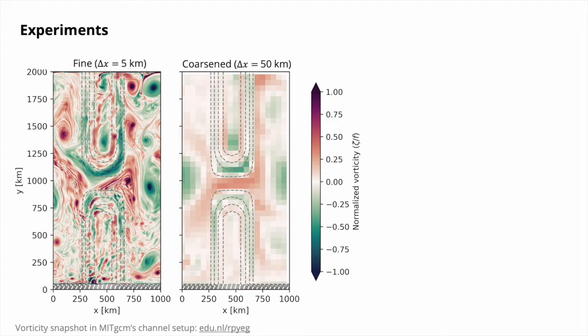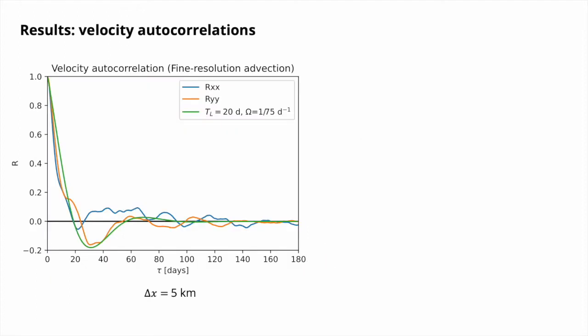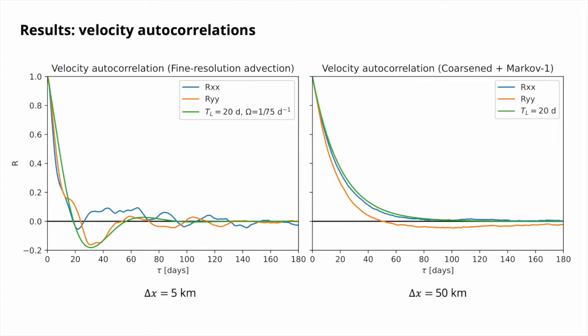If we look at the velocity autocorrelation in the fine resolution model, we estimate, and we do this very roughly, an exponential decay with a timescale of 20 days. There's also some oscillatory component, but we'll ignore this here. So what we did is we used this Lagrangian timescale of 20 days to drive the Markov 1 model, and we find that the Lagrangian timescale is recovered in this autocorrelation, especially in the x direction. In the y direction there are some differences, but this is because of boundaries.